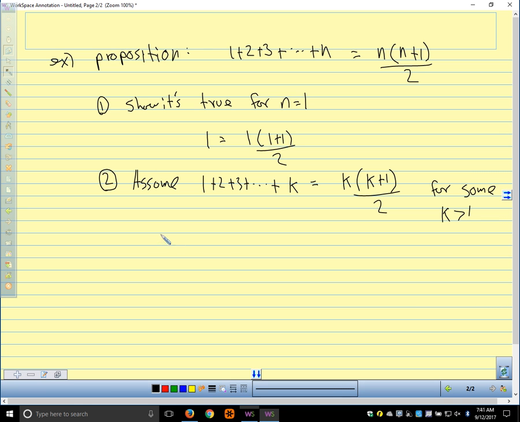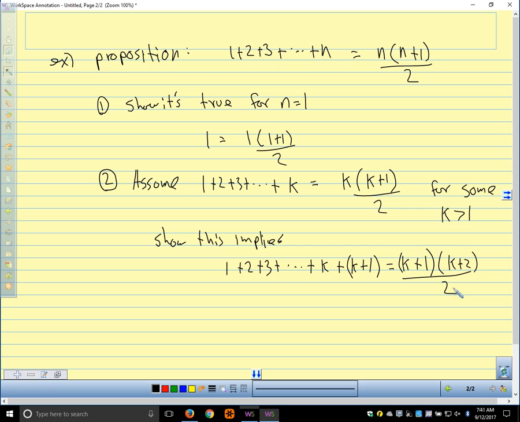Now, what we want to show is that this implies that 1 plus 2 plus 3 plus ... plus k plus 1 equals k plus 1 times k plus 1 plus 1, k plus 2, over 2. That's where we want to show that when this is true, that implies that this is true.